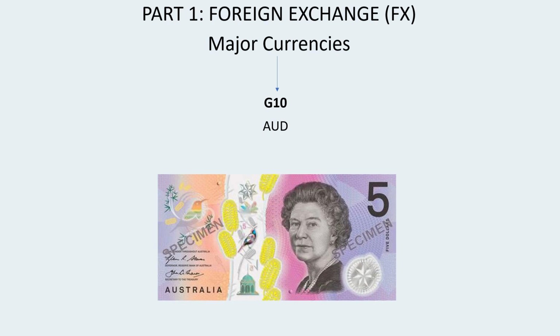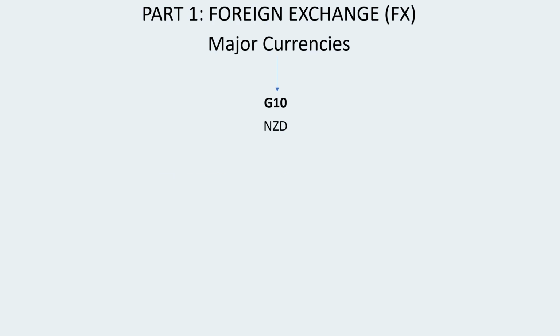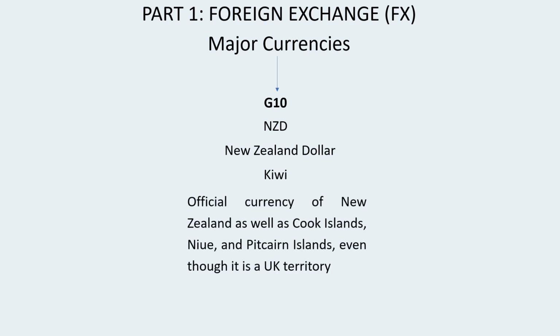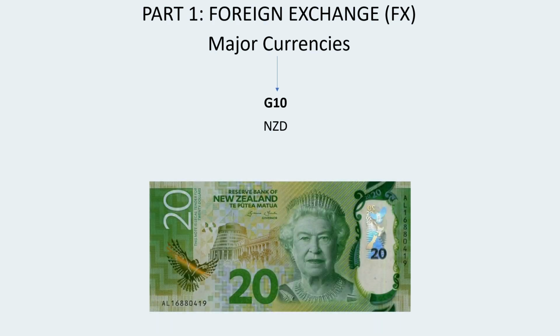And we have the late QE2. She's on the obverse of the $5 note, and a younger looking image is used. After the Aussie dollar, of course, we talk about the NZD, which is short for the New Zealand dollar, also known as Kiwi. It is the official currency of New Zealand and the Cook Islands, Niue, and even though the Pitcairn Islands is a UK territory, it also uses Kiwi dollar as its official currency. In the Kiwi dollar, QE2 appears on the $20 note.